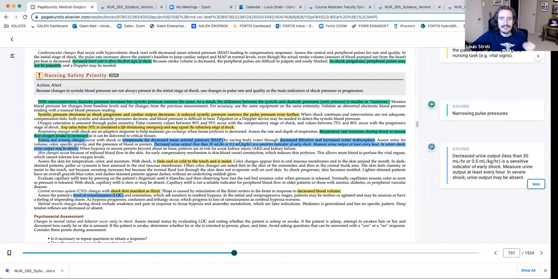Why? Because the thirst centers understand that decreased volume. Think about pressure, the baroreceptors. It's the same thing. You don't have to think about it over and over again. If you learn it once, it applies everywhere throughout the body for the most part. So that's shock in a nutshell.